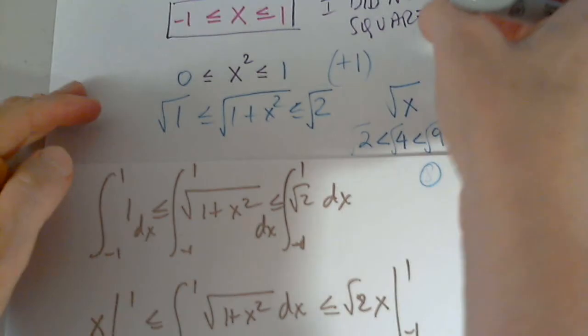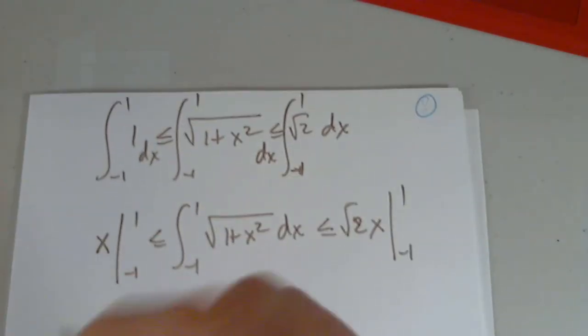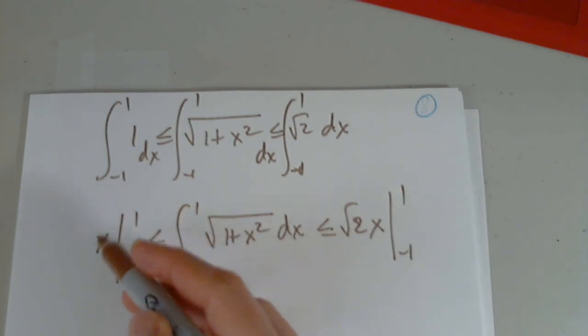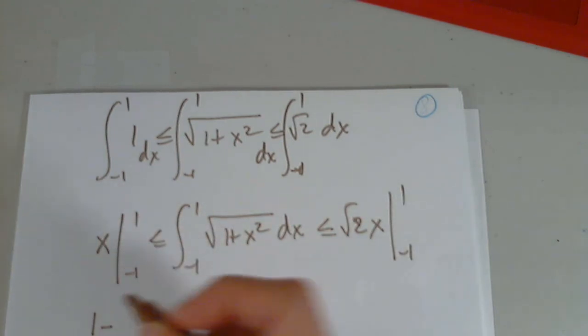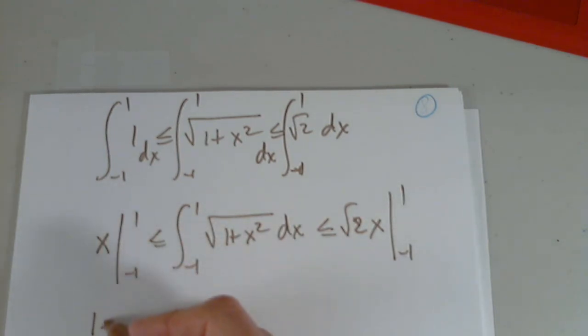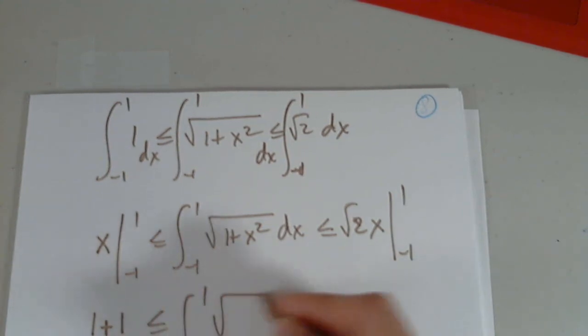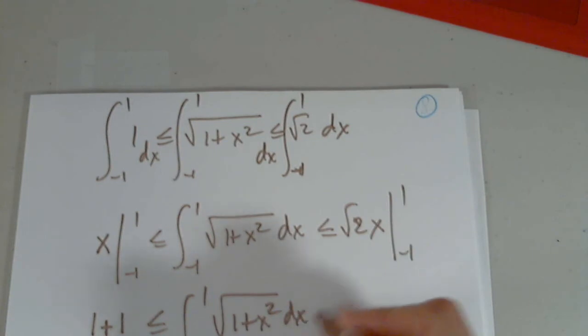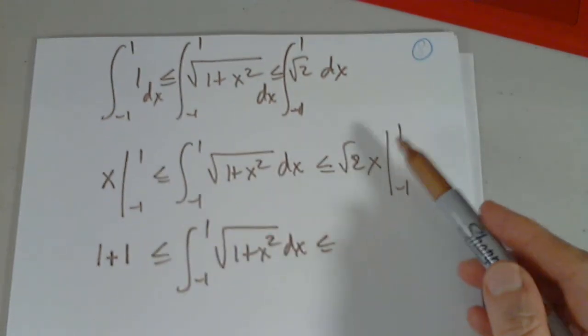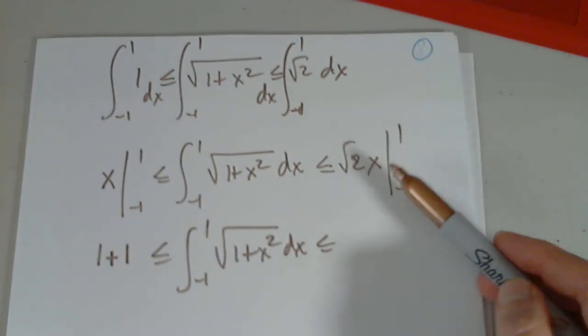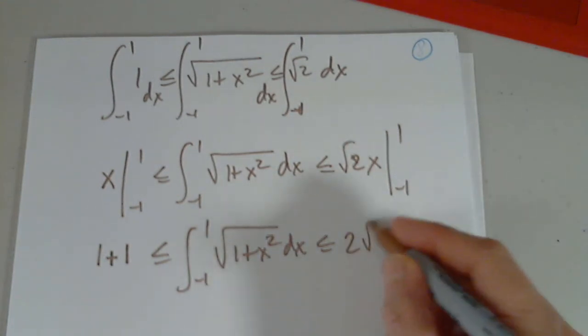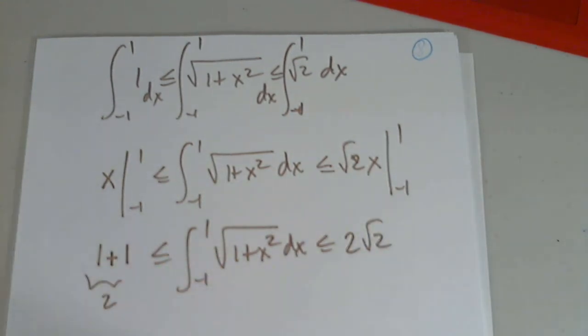And now, let me move this out of the way. And now, this. When I plug in the upper limit, I get 1 minus when I plug in the lower limit, but I have to change the sign. Same thing here. When I plug in the upper limit it is 1 minus -1, so this will be 2 the square root of 2, and this will be 2.